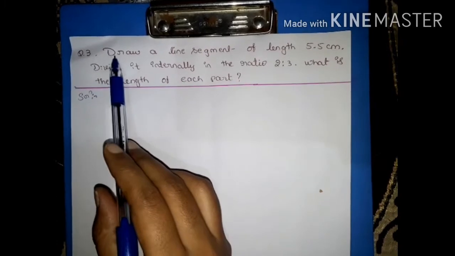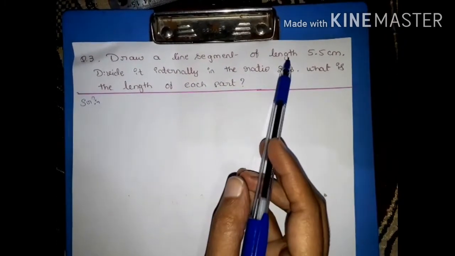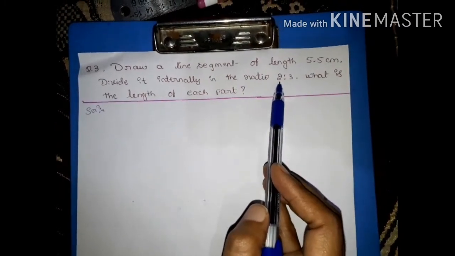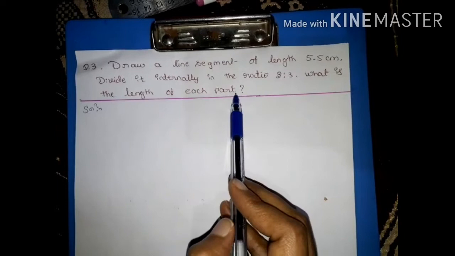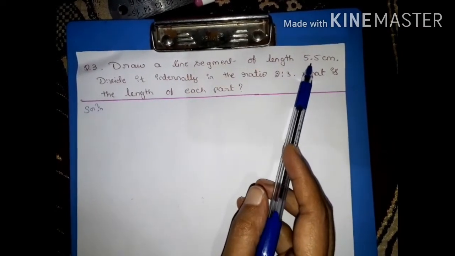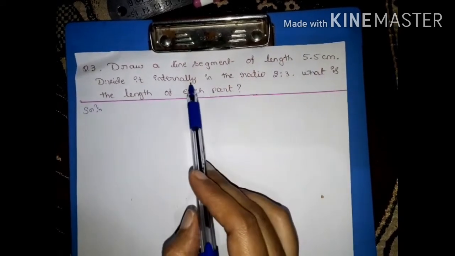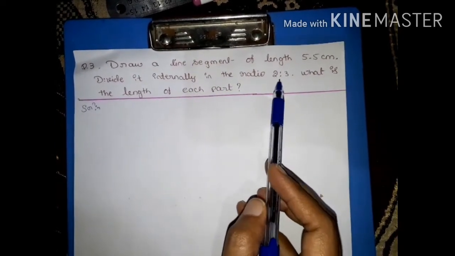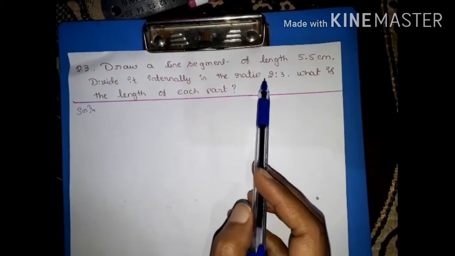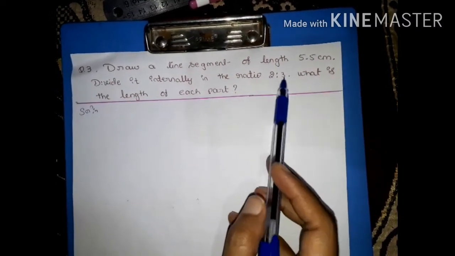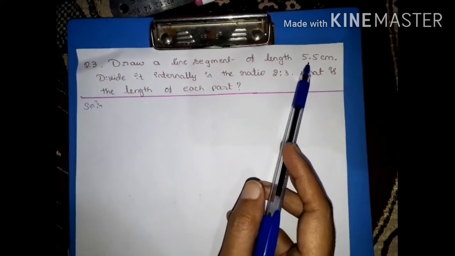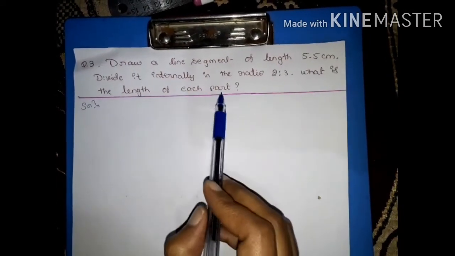Question number 3. Draw a line segment of length 5.5 cm. Divide it internally in the ratio 2:3. What is the length of each part? Here you have to draw a line segment of length 5.5 cm and divide it internally in the ratio 2:3. In the previous two questions we divided into equal parts, but here they have given a ratio. You have to divide the given line segment 5.5 cm in the ratio 2:3 and also measure each part.